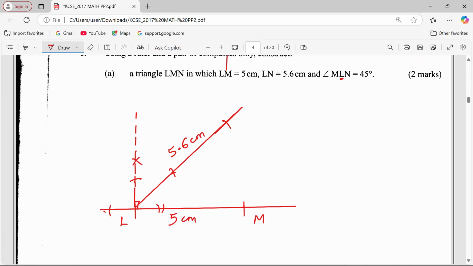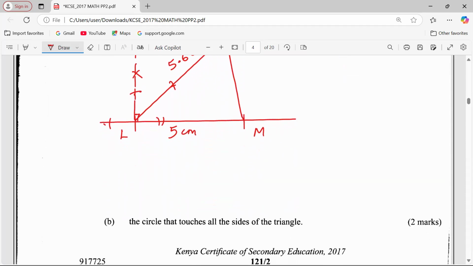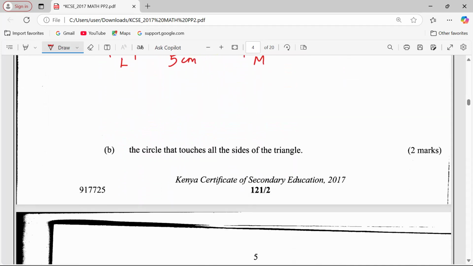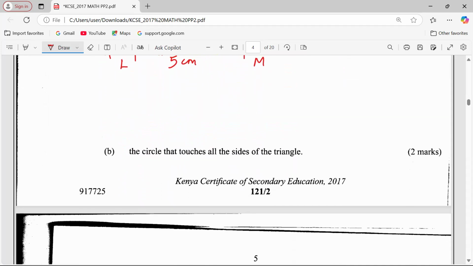With 5.6, this will definitely be our point N. And now we can connect it to M. By such doing, we will have constructed the triangle which the examiner had demanded. This is 45 degrees. Construct again the circle that touches all the sides.